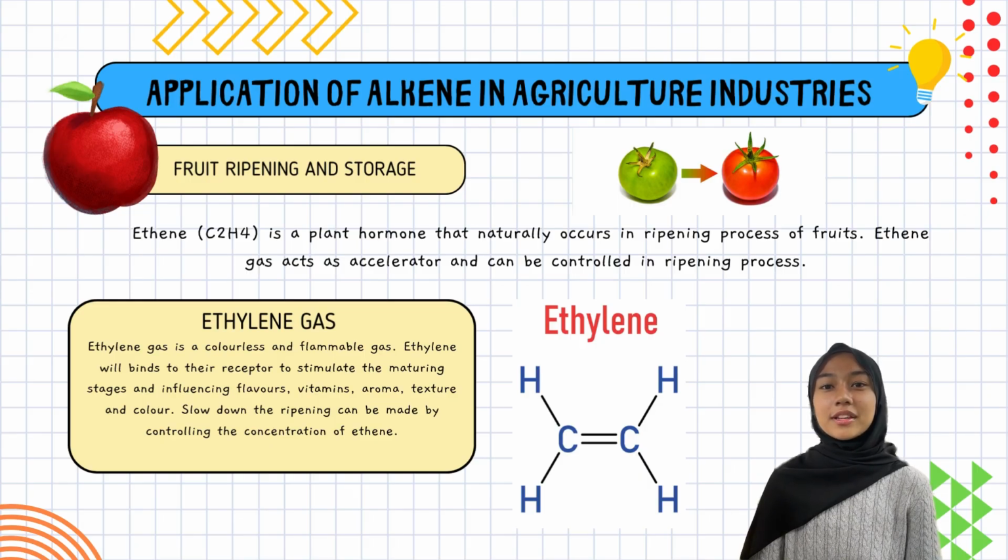It will bind with receptors to stimulate the maturing stages in fruits and influence the flavor, vitamin content, aroma, texture, and also color. By controlling the concentration, the gas can be used to slow down the ripening process.